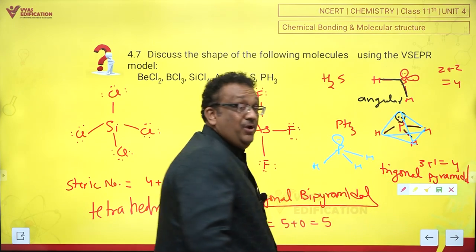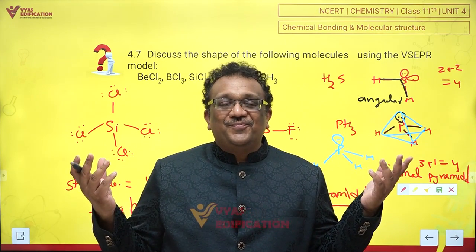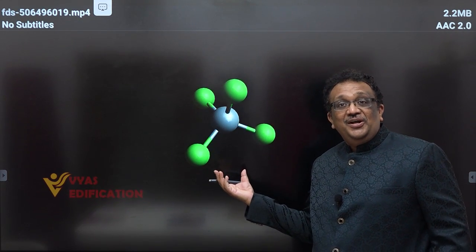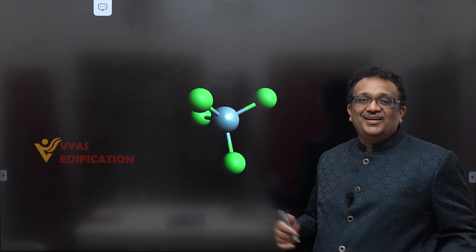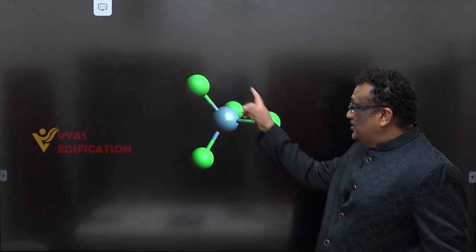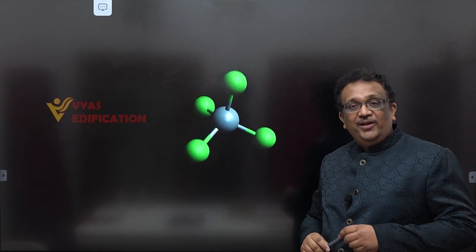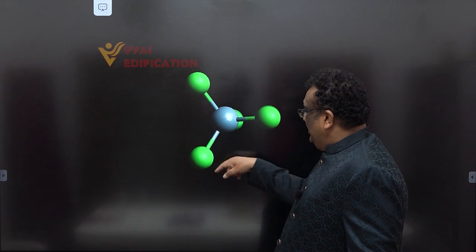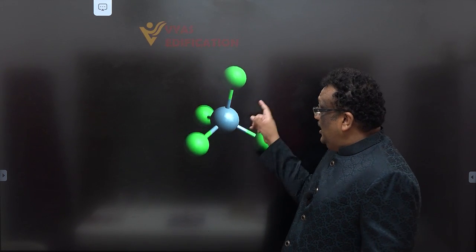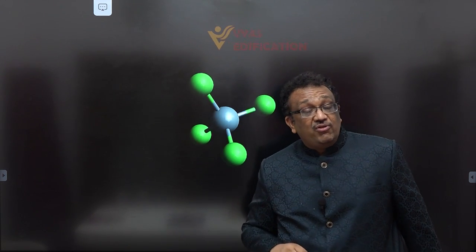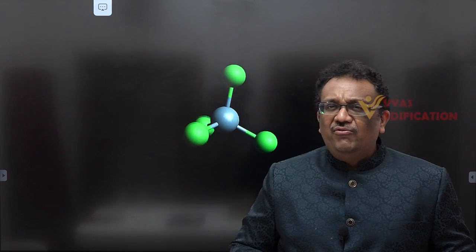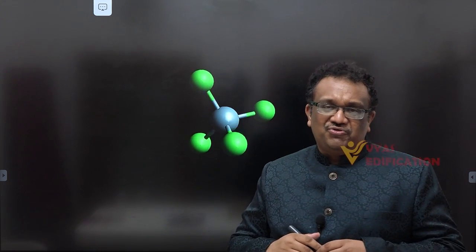It is trigonal pyramidal. Right? Right. Watch out for this very lovely tetrahedral structure of SiCl4. Can you observe the very unique tetrahedral geometry? Can you observe that all the 4 green colored atoms, the Cl atoms, are at the same distance from the central atom of silicon? SiCl4, tetrahedral, is a perfectly symmetric structure.